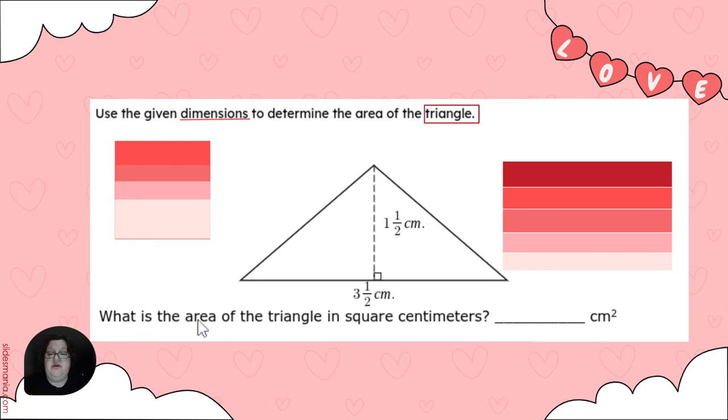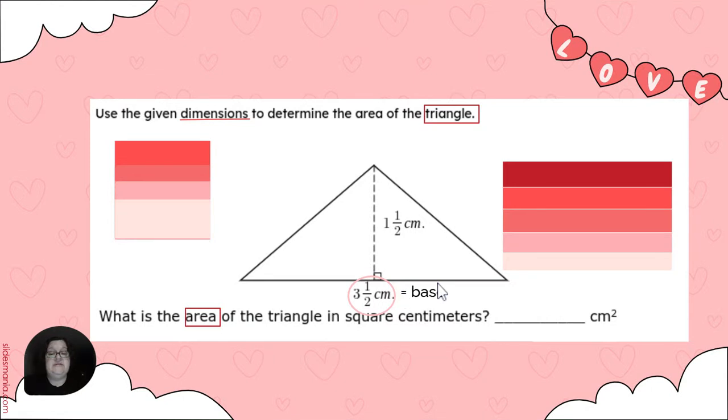Also, notice here we are being asked to find the area of the triangle in square centimeters. So we want to determine what our dimensions are. If you remember from yesterday, a parallelogram's base was what the parallelogram sat on. So it's usually the bottom line. And in the case of a triangle, that is no different. So our base is going to be 3.5 centimeters.